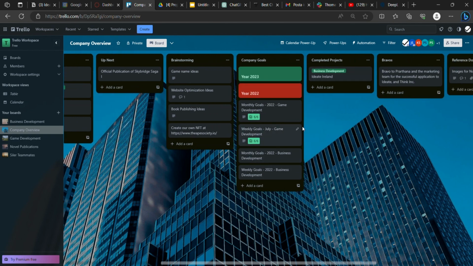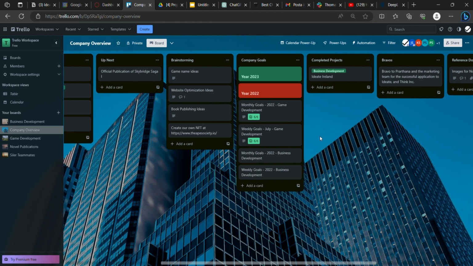Then this list is about the company goals. What was my thinking for this list? As you know, in 2022 we weren't alive as a company, so I just made an example. I will show you later that in the other boards, business development, game development, novel publication, on the left side of the Trello interface, you can see for each of these boards we have some goals. We have monthly goals and weekly goals for game development, and the same thing for the business development side, and for novel publication we should have.